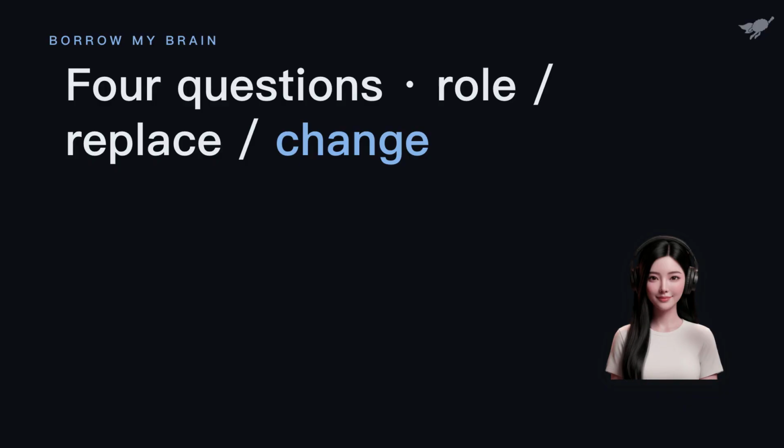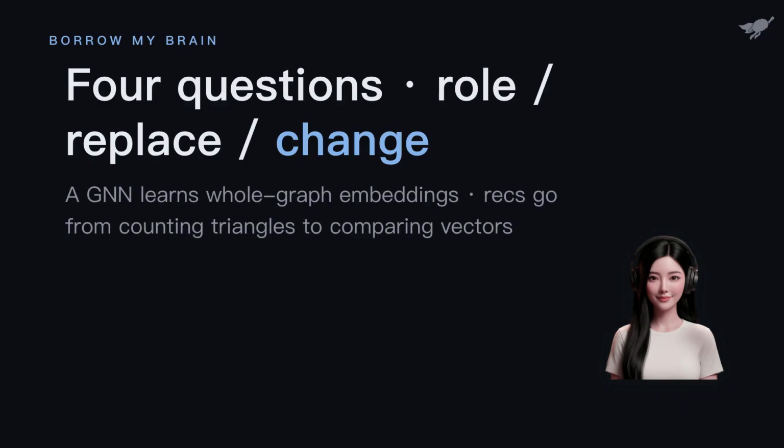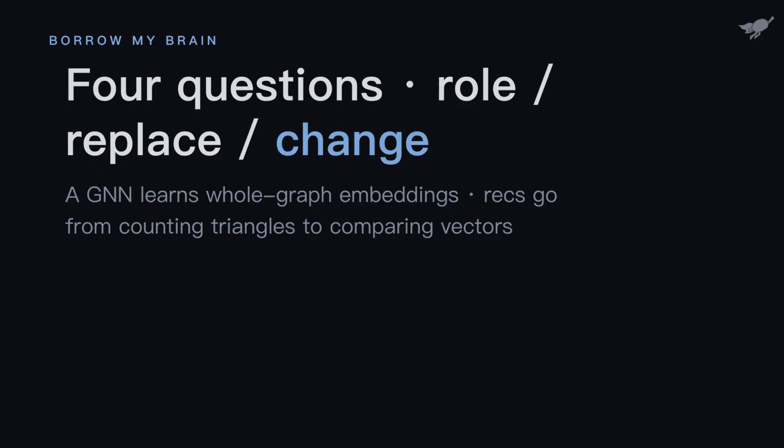The 4 questions, plus the honest note. Where it helps: a GNN learns whole graph embeddings for recommendations. GraphRag feeds graph neighborhoods to the LLM. Where it replaces: the pure common neighbors rule gets replaced by learned structural similarity. Where it changes things: one more layer of graph embeddings plus a vector index. Recommendation goes from counting triangles to comparing vectors.